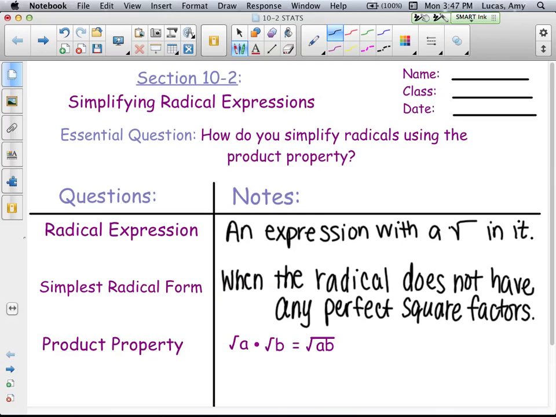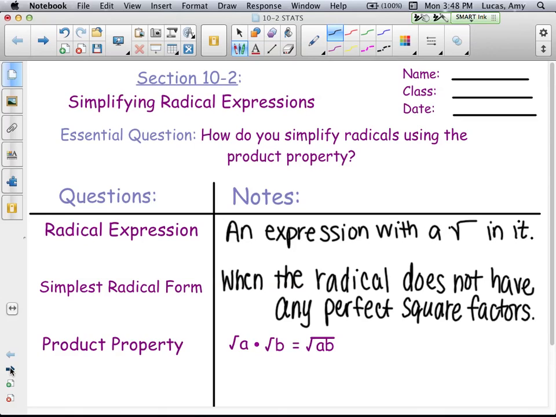The product property. We've kind of worked with this a little bit. The square root of a times the square root of b is the same as the square root of a times b. So you can multiply together the two numbers that are underneath the square root symbols, the two radicals. You can multiply them together and write them as one square root or one radical instead of two separate. And then sometimes that helps because you can simplify it from there.